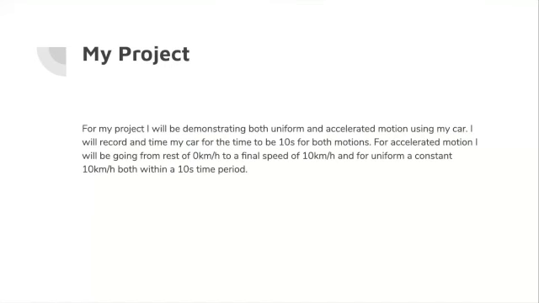For my project, I will be demonstrating both uniform and accelerated motion using my car. I will record the time of my car to be 10 seconds for both motions. For accelerated motion, I will be going from rest of 0 kilometers an hour to the final speed of 10 kilometers an hour. And for uniform, a constant 10 kilometers an hour, both within a 10-second period.